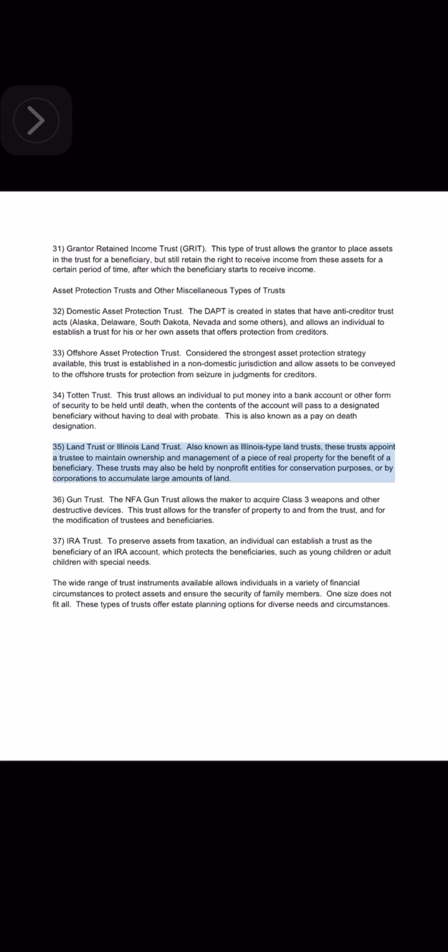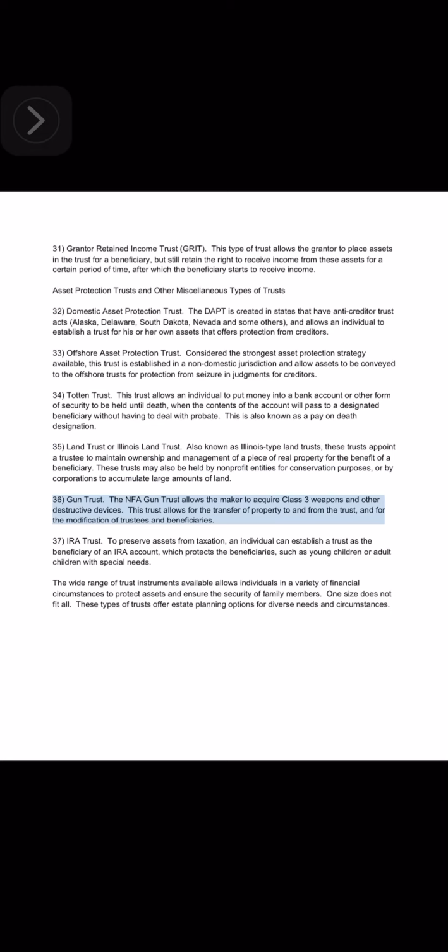35. Land Trust or Illinois Land Trust. Also known as Illinois-type land trusts, these trusts appoint a trustee to maintain ownership and management of a piece of real property for the benefit of a beneficiary. These trusts may also be held by nonprofit entities for conservation purposes, or by corporations to accumulate large amounts of land.